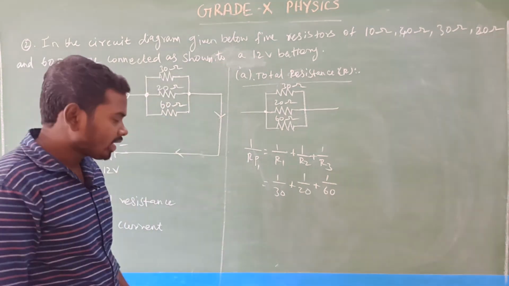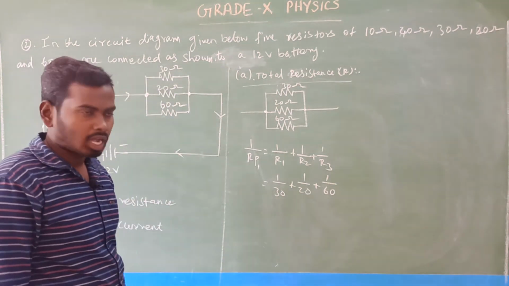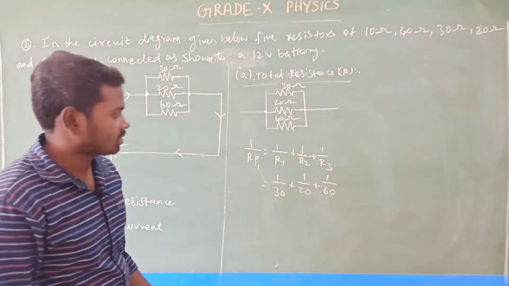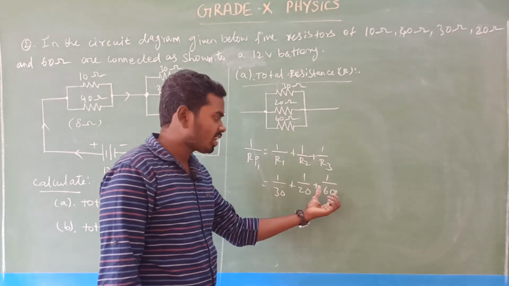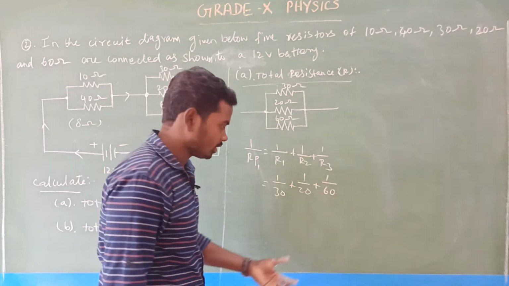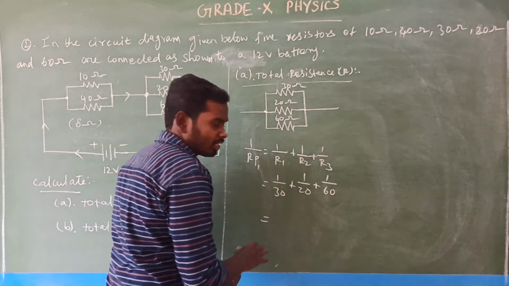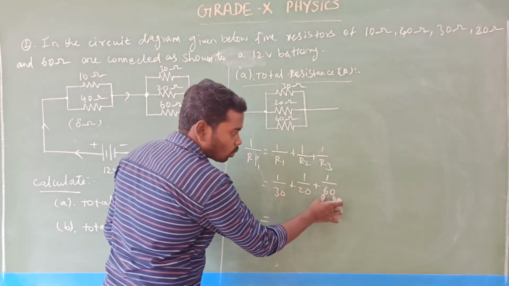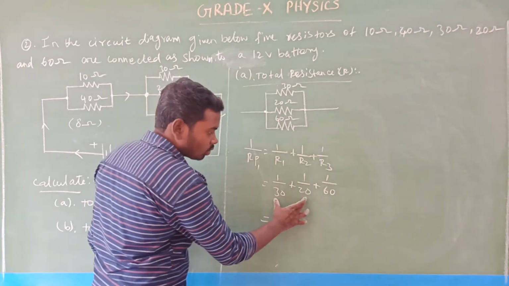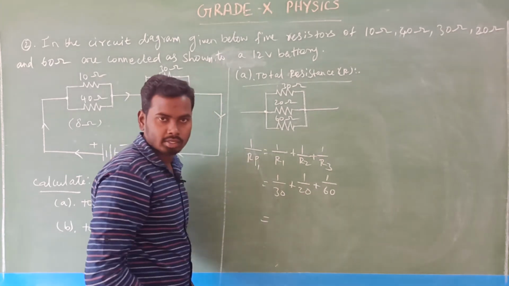Isn't it? Yes. Here 3 fractions are there. I am going to take the first 2 first, and after that I am going to add with the third one. Look at here. First I am going to take 1 by 30 plus 1 by 20 only. I am going to leave this 1 by 60, because after this solution I am going to add it with 1 by 60. Okay, students, yes.